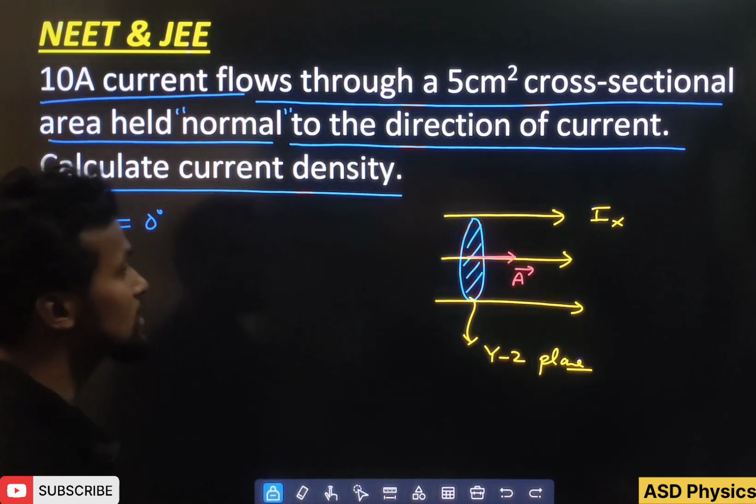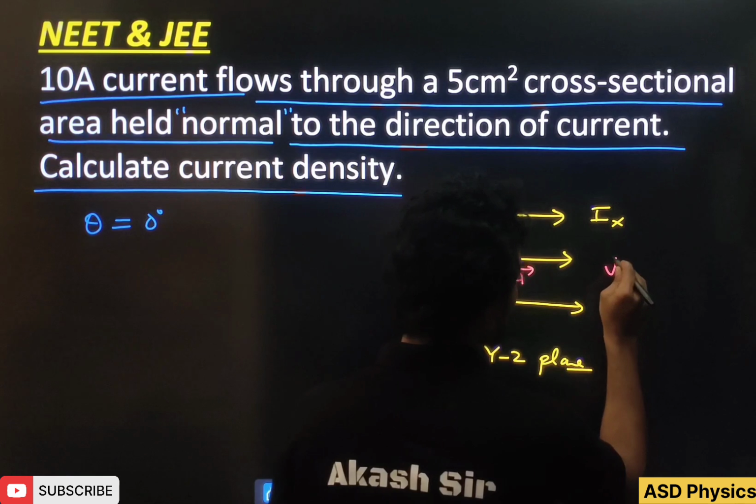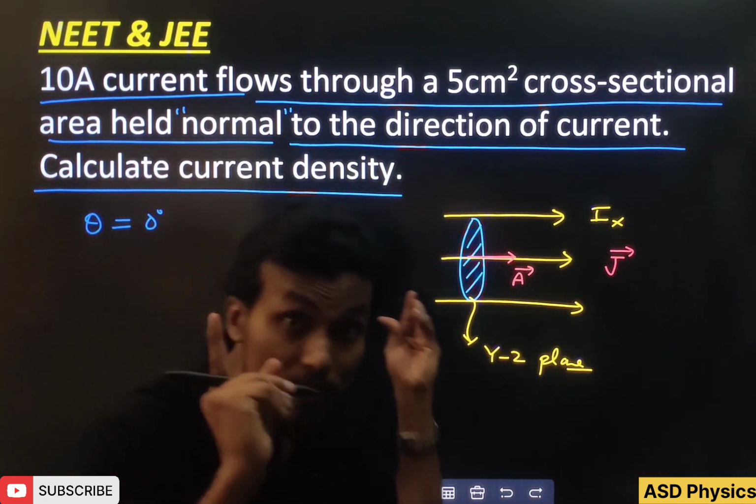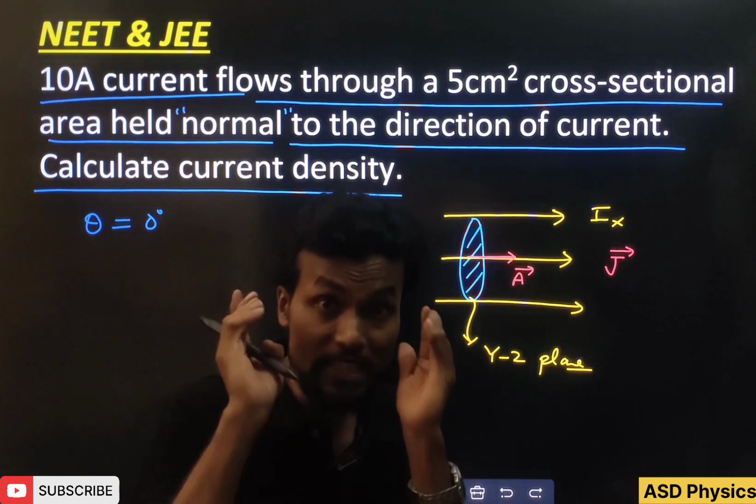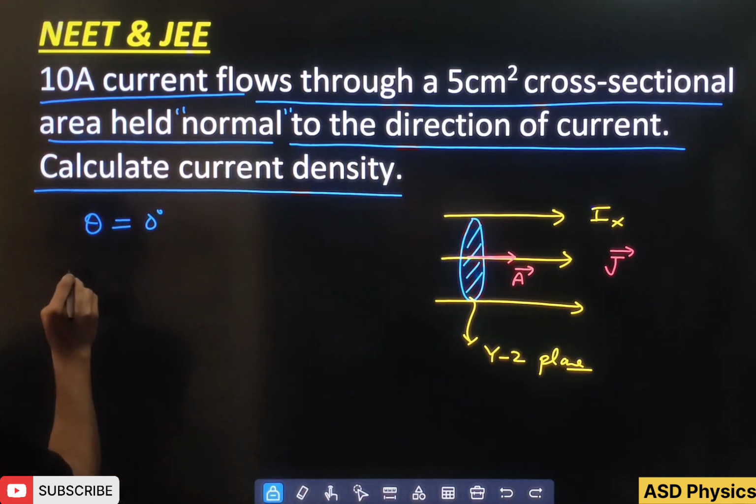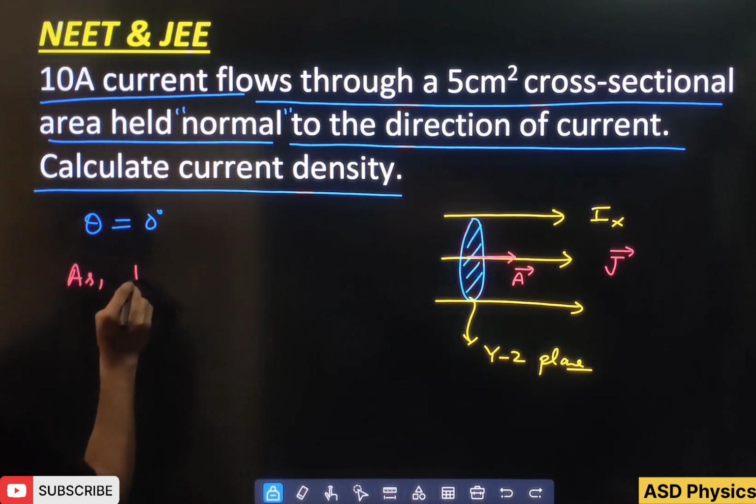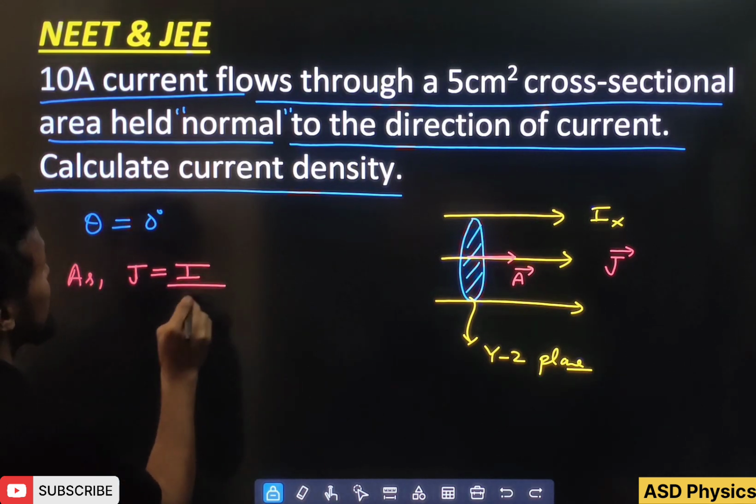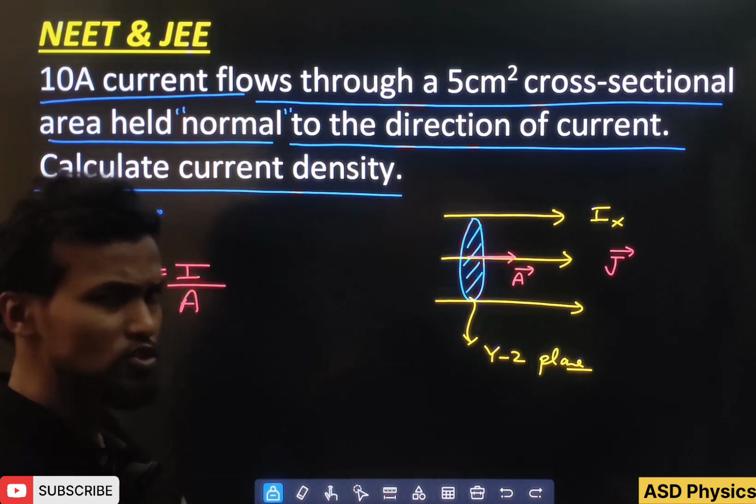Okay. So in this situation, what is happening here? This is the direction of the current density also. So J and the area vector A, how much angle are they making? 0 degree. Okay, so theta is 0 degree. So here we can directly use the formula J equal to I by A. There is no problem, because cos 0 is 1.